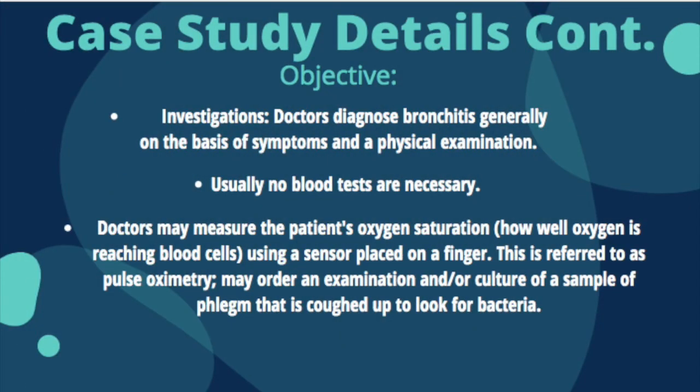Now, we're going to talk about the objective details of the client. First, the investigations. The doctor diagnosed bronchitis generally on the basis of the symptoms and physical examination. Usually, there is no blood test necessary. Lastly, the doctor may measure the patient's oxygen saturation. Oxygen saturation is a test of how well oxygen is reaching blood cells. This test uses a sensor placed on a finger. This is referred to as pulse oximetry. The doctor may order examination or culture of a sample of phlegm that is coughed up to look for bacteria.